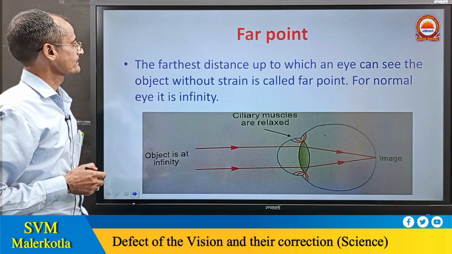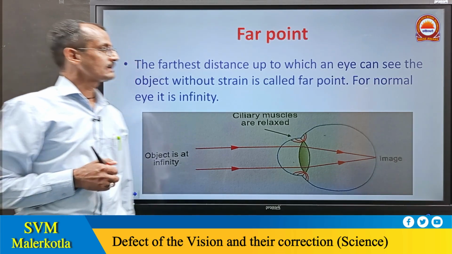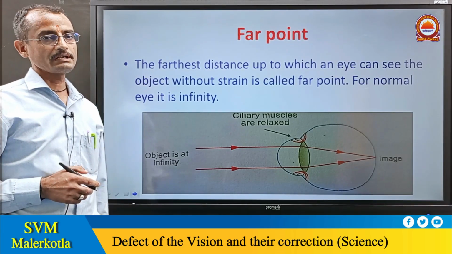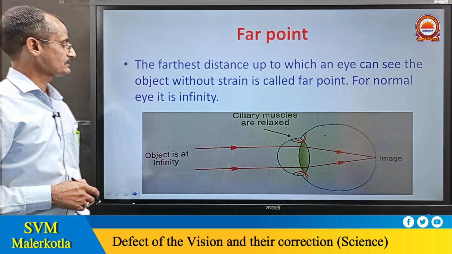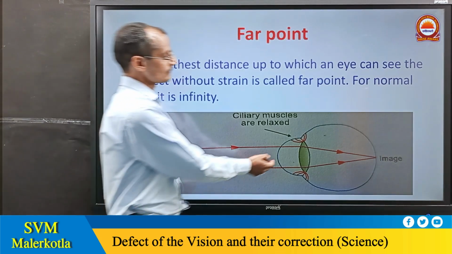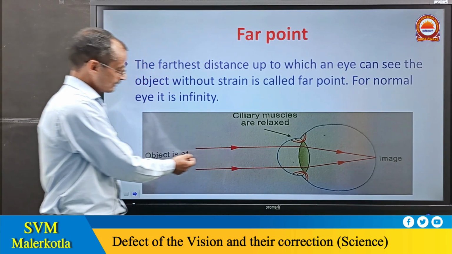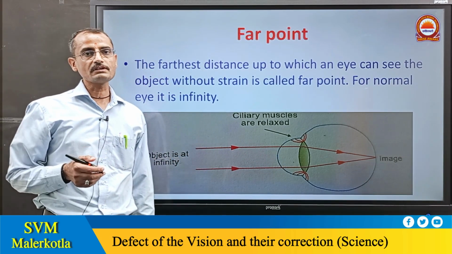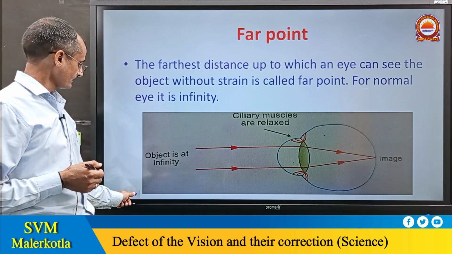Next, far point. The farthest distance up to which an eye can see an object without strain is called far point, and for a normal eye it is infinity. Say this is a normal eye, and for a normal eye the far point is infinity, so one can see any object which is at infinity.